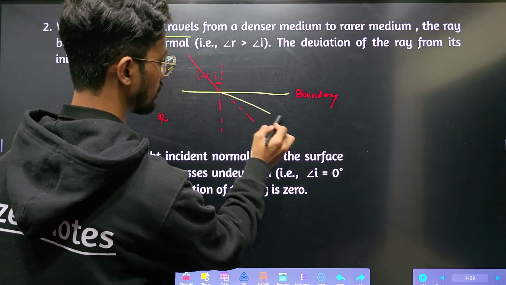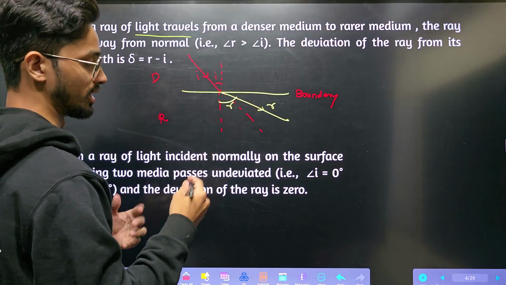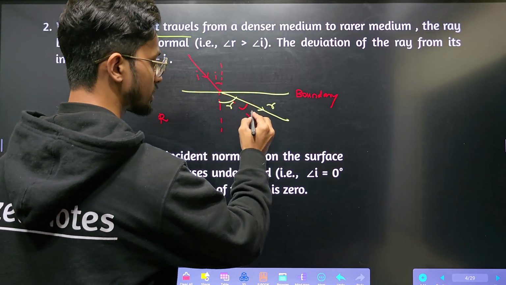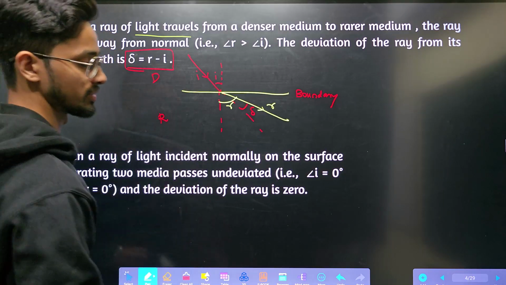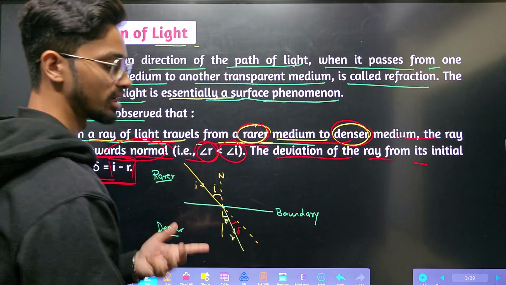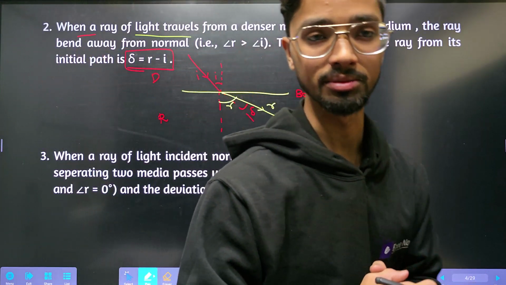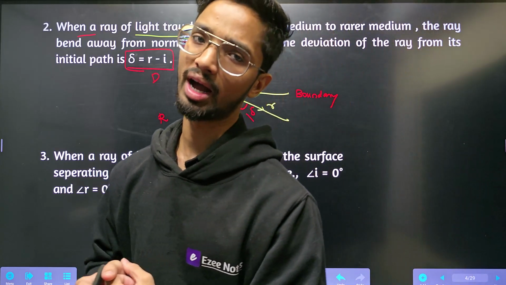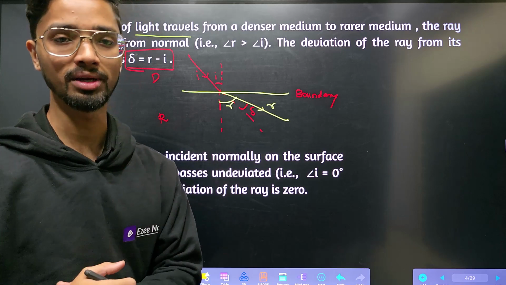Denser to rarer, right? It will go in this path, away from the normal. This is r completely, and from here to here is delta. So here I can say delta is nothing but r minus i. Before it was i minus r, here it will be r minus i. Simply we can remember the deviation is nothing but the difference of angle of incidence and angle of refraction, the difference between them. Either one of them can be greater.